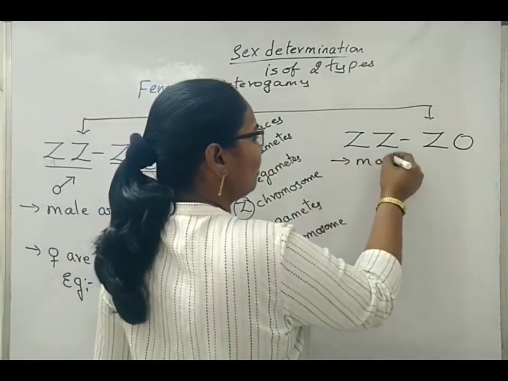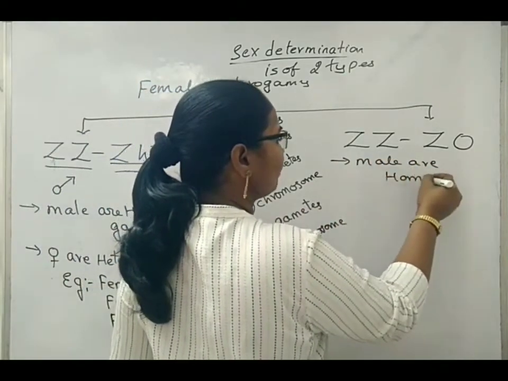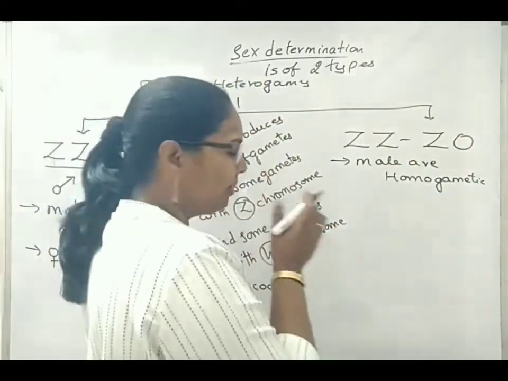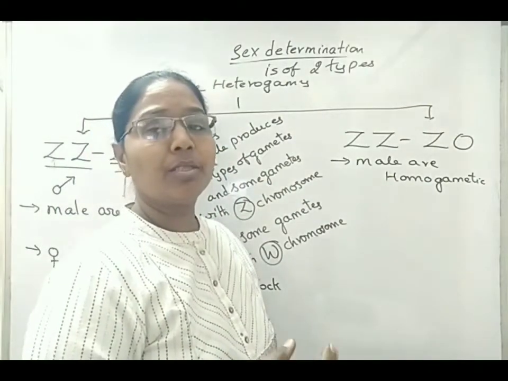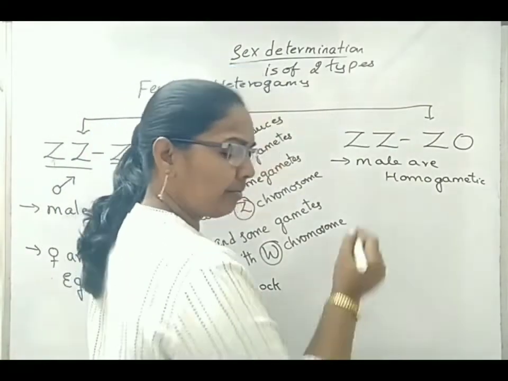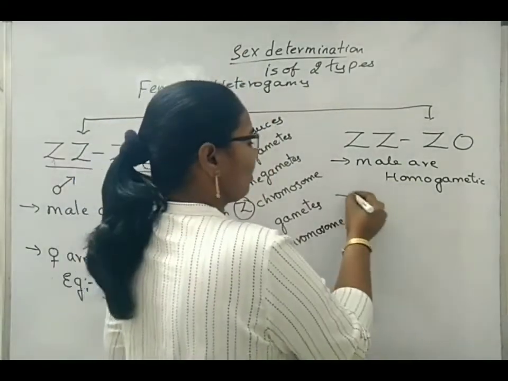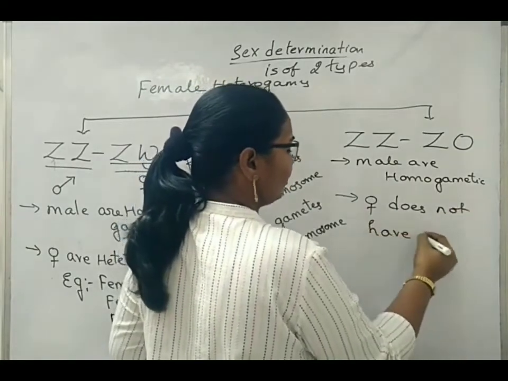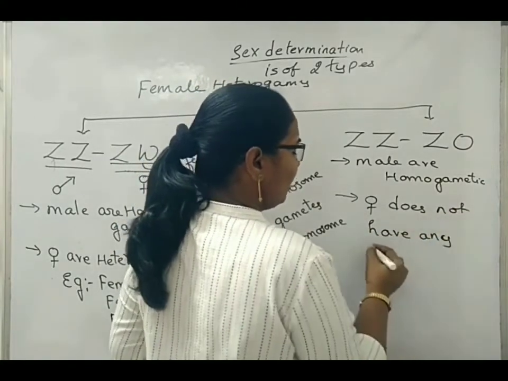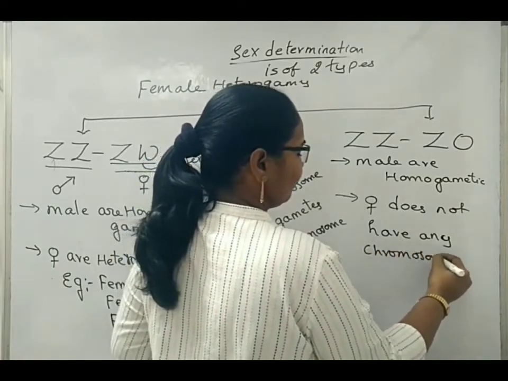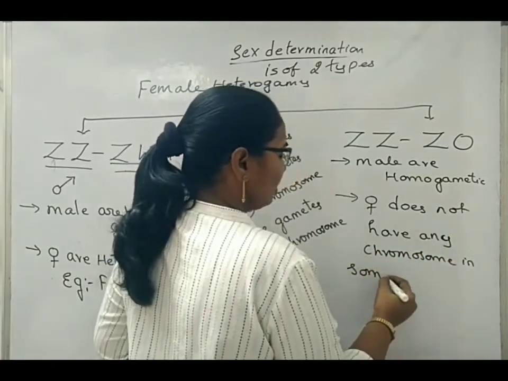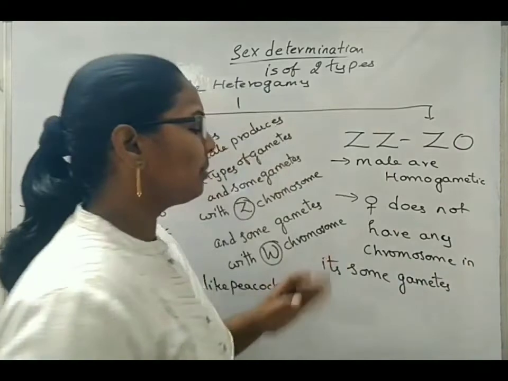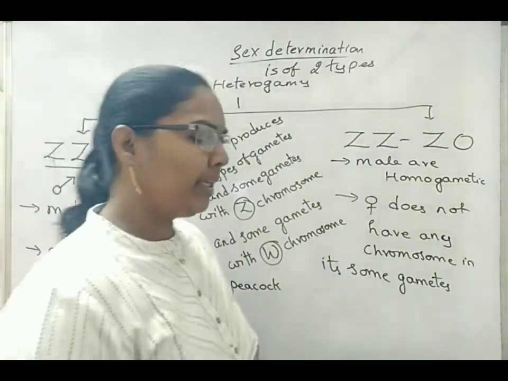What about this one? Here also male are homogametic. Male are homogametic, one important point. We also will see the distribution of chromosomes according to the Punnett square. Now, female does not have any chromosome in some of its gametes. Means some gametes will not have any chromosome and they will be empty in condition.